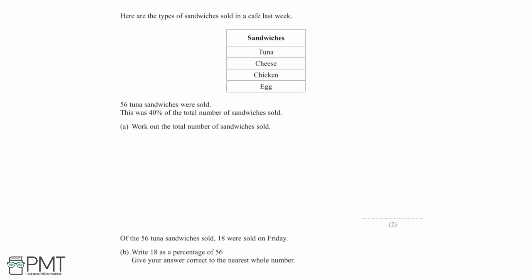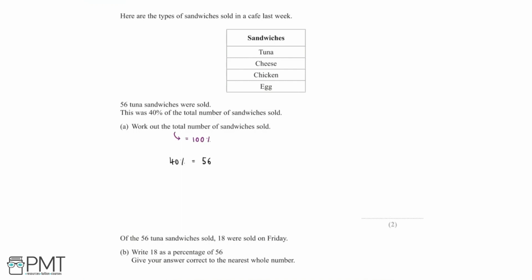In this question, we're given the types of sandwiches sold in a cafe last week. We're told that 56 tuna sandwiches were sold, and this was 40% of the total number of sandwiches sold. In part A, we need to work out the total number of sandwiches sold. Now the total number of sandwiches refers to all of the sandwiches that were sold, and all of the sandwiches are equal to 100% of the sandwiches sold. We know that 40% of the total number of sandwiches sold is equal to 56, and we need to find 100% in order to find out the total number of sandwiches sold.